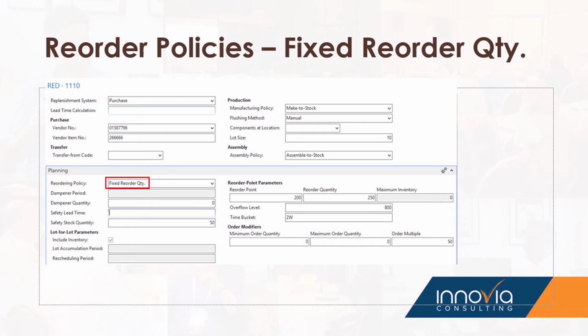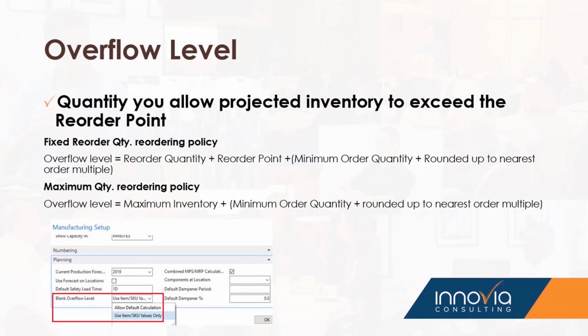One of the key fields that work well with fixed reorder is the overflow level, which was introduced probably in 2016 maybe. That was a new field. That helps, gives us some flexibility. Next slide, we're going to talk about the overflow level on fixed reorder.